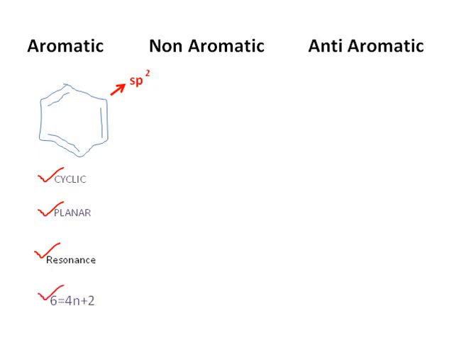This molecule has 6 pi electrons. You see, this is 1, 2, 3 pi bonds. That means 6 pi electrons. So 6 equals 4n plus 2, that is n equal to 1. So it also obeys the Huckel rule. So the molecule is aromatic. It's very simple. You can also determine whether a molecule is aromatic or non-aromatic or anti-aromatic in this way.